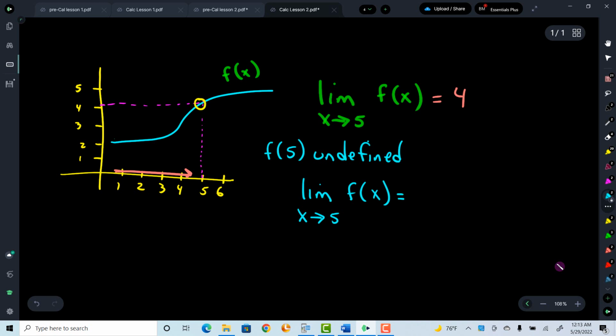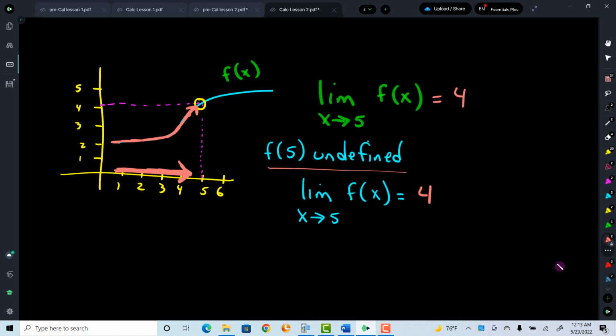What would that be? Well, let's look at what's happening, right? As x approaches 5, what is f of x doing, right? This is f of x, the y value. What's it doing? What is it approaching? That's the key. Well, it is still approaching 4. Although f of 5 is undefined here, the limit, what we're actually approaching, is still 4.